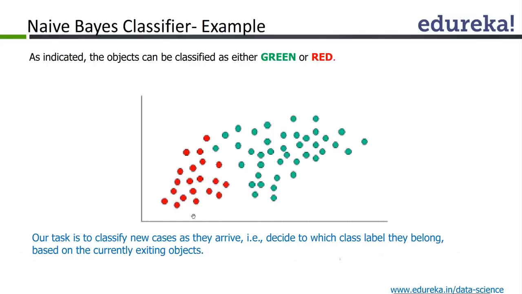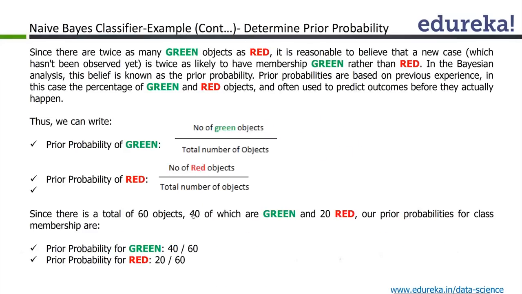Okay, this is just the description. Prior probability of green is essentially the number of green objects divided by the total number of objects, obviously, and the prior probability of red is similarly the number of red divided by the total number. And in this particular example, it can be, let's say, 2/3, 40/60, and 20/60.